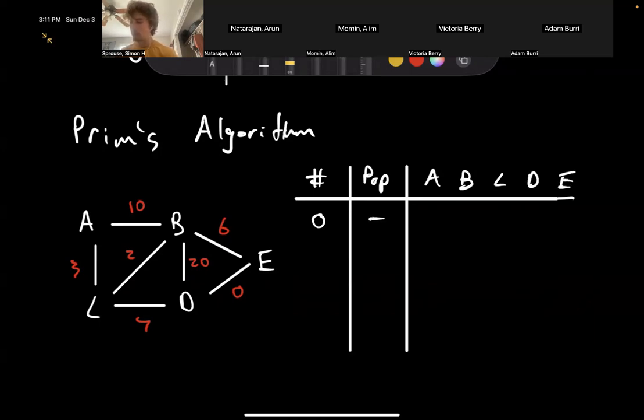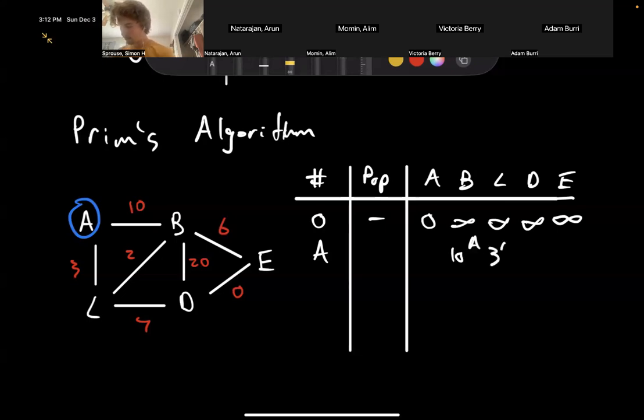At iteration 1, it's very similar. We're just going to initialize it the way that we used to, and we're going to pop the minimum, which in this case is A. As soon as we pop the minimum element, we can now update some of these weights. We can find B with a cost of 10, and we can find C with a cost of 3, and the other ones are undiscovered. And we're going to pop the minimum, which in this case is C.